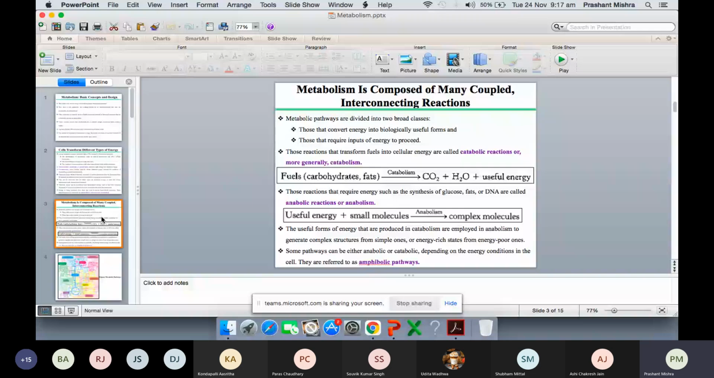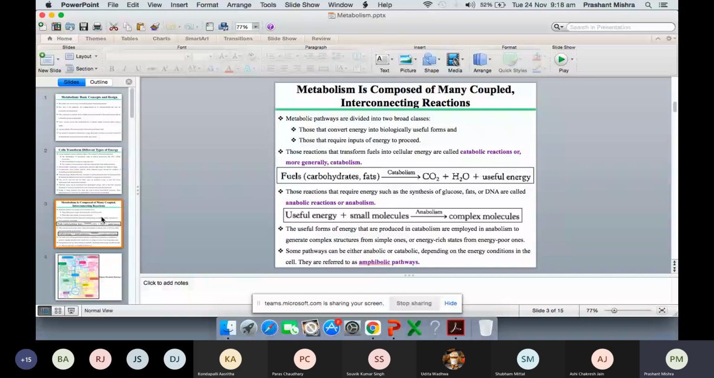So those reactions that transform fuel source into energy are called catabolic reactions or catabolism. Catabolic process, kata means breakdown. So catabolic processes are the ones which break down complex molecules, could be carbohydrate, could be fats. Mostly it is carbohydrate and fat, but even protein degradation can produce energy.